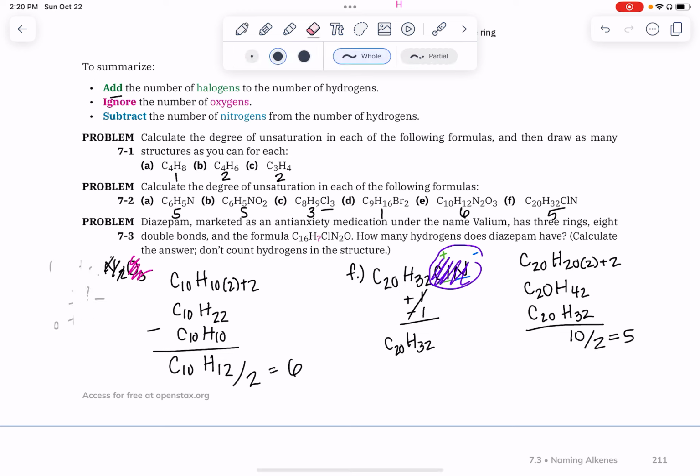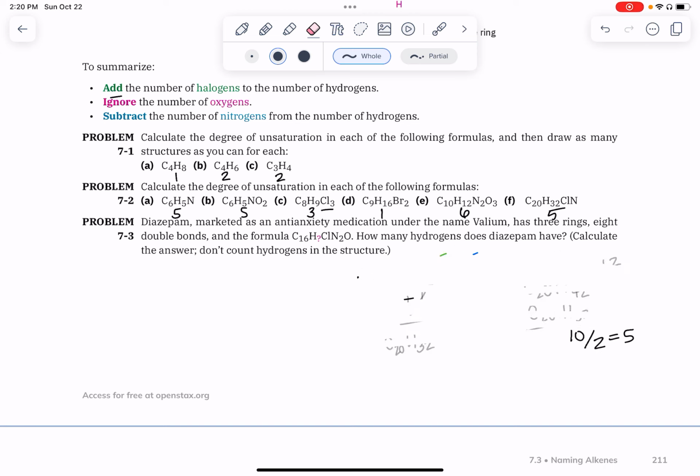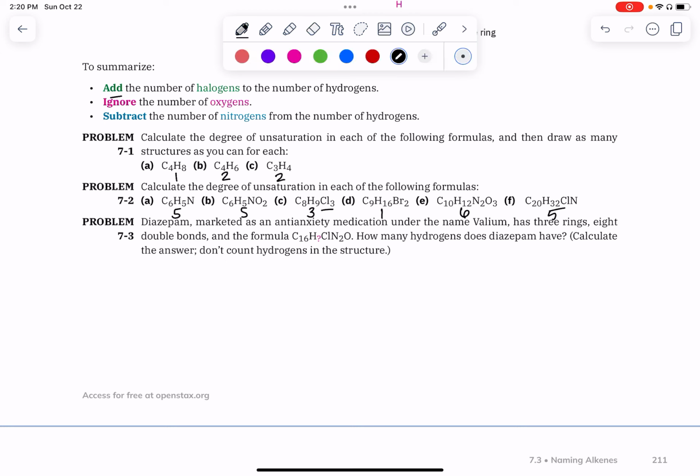All right, let's look at 7.3. It says diazepam is marketed as an anti-anxiety medication under the name Valium. It has 3 rings, so that's important. I like to underline things that are important or highlight them. It has 3 rings, 8 double bonds, and the formula is this. We don't know the hydrogen though. How many hydrogens does it have? And they want us not to count hydrogens in the structure.